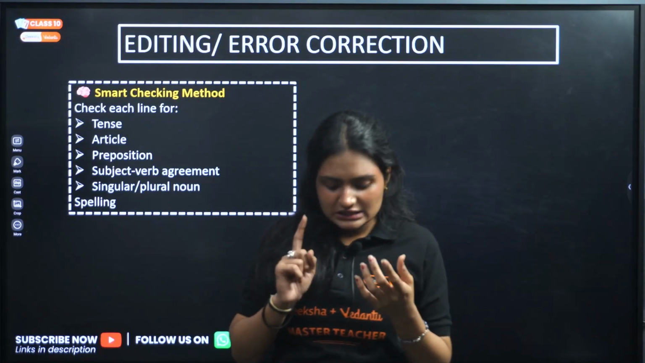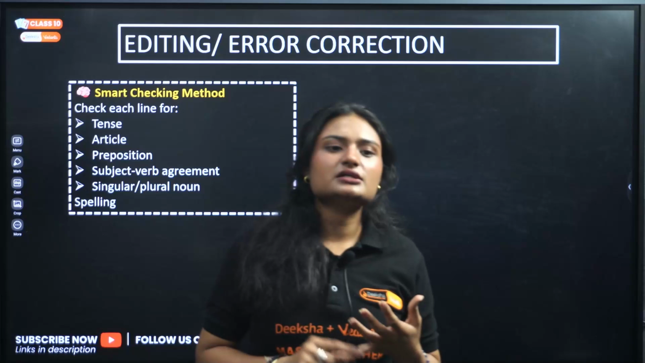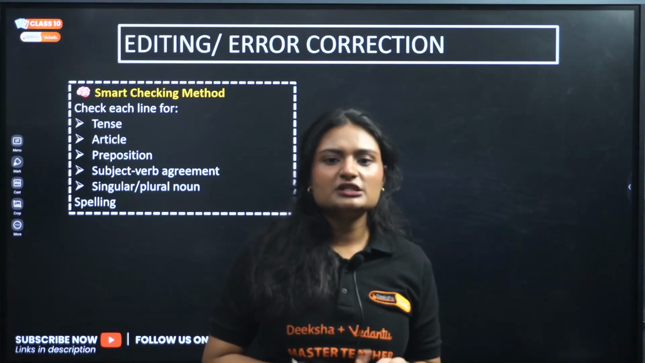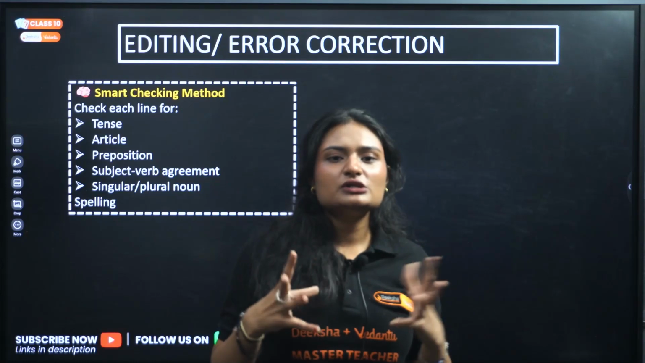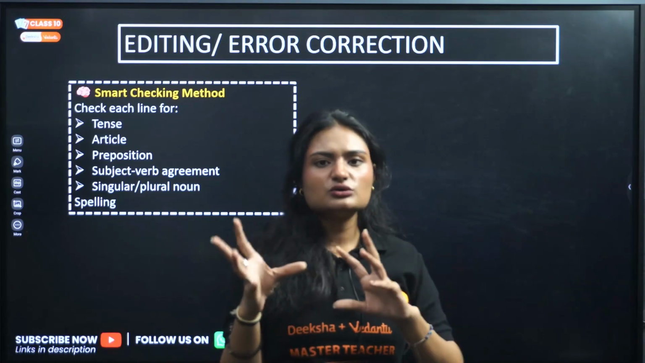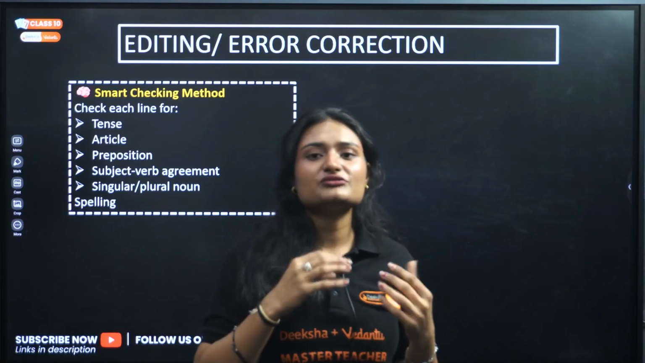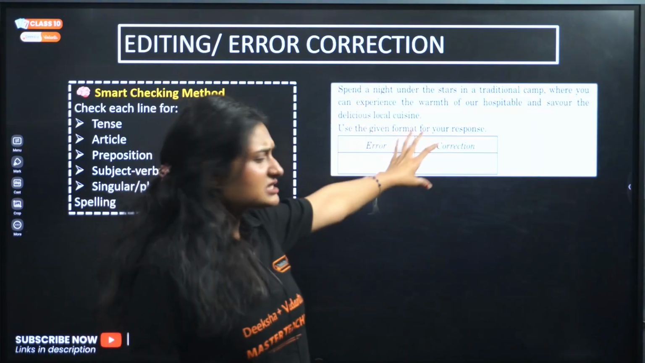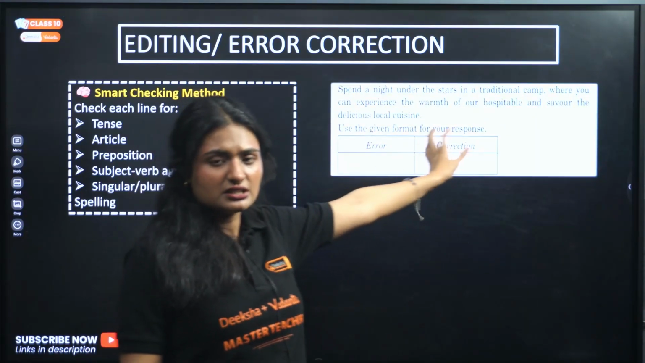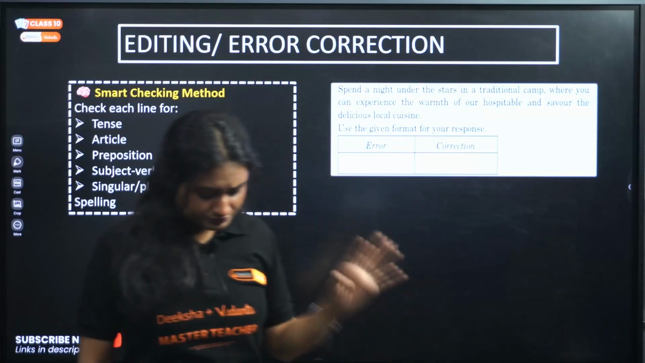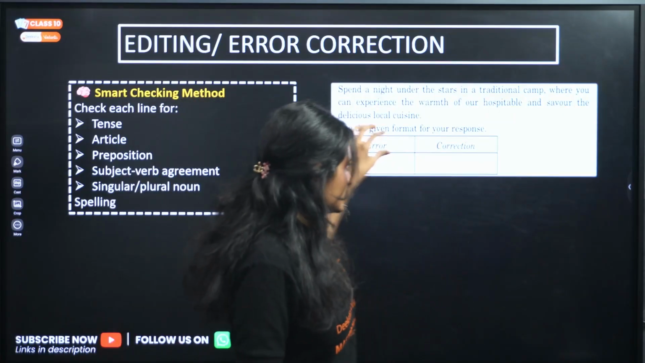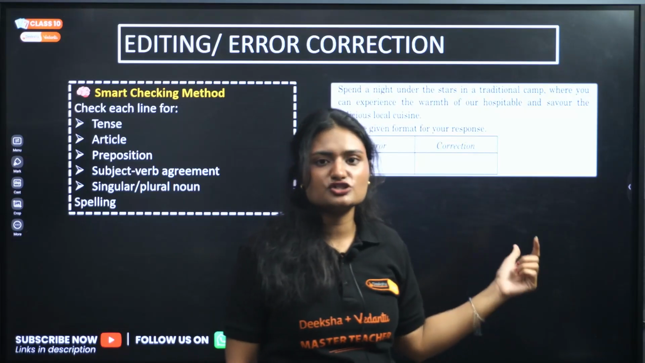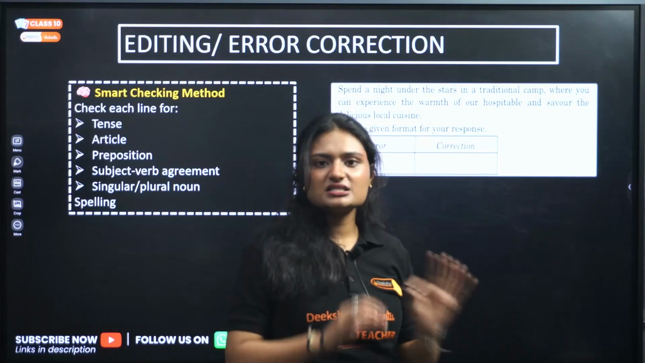Firstly, check what the sentence is lacking. Is there a mistake in tenses, articles, prepositions, subject verb agreement, or is there a singular plural noun? Spelling is also there. If the noun is singular or plural, according to that you choose the verb. Okay, so it will come in this kind of sequence. One side error will be written, other side correction will be written. So what you need to do is always answer in this format only. Write the error, and what should replace the error, which is your correction, should come like this. Okay, you answer in this format only.